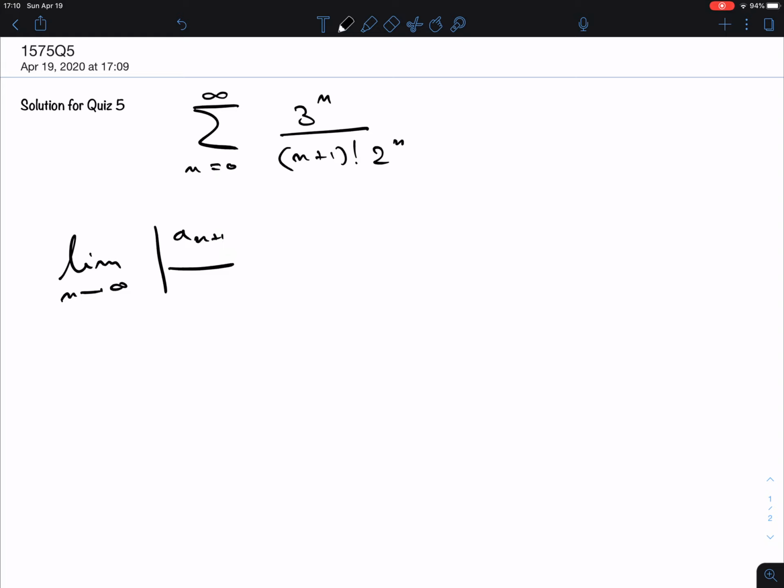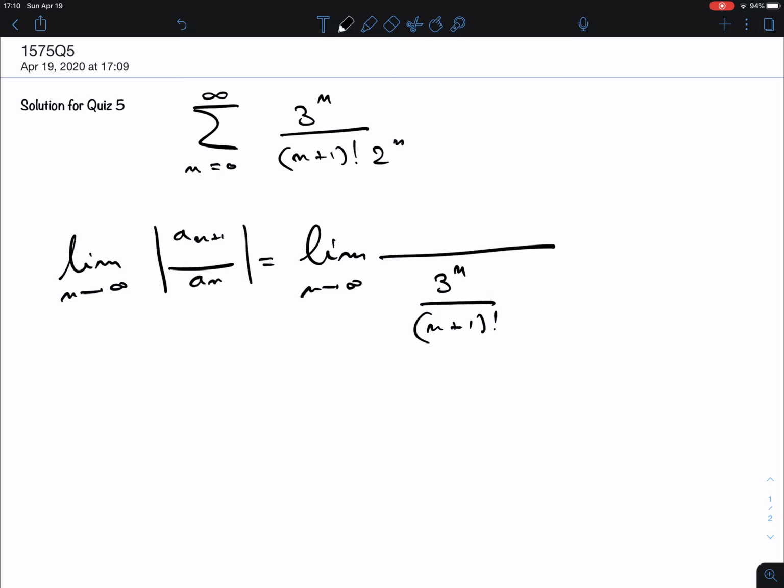It's a_{n+1} over a_n. So in this particular case, let's work this out again. The absolute values are no longer necessary because everything is positive. Okay. There are no x's here, right? This is different because with power series we have x's, but here this doesn't happen. Okay, so we have 3 to the n plus 1, over (n plus 1) factorial, over 2 to the n.